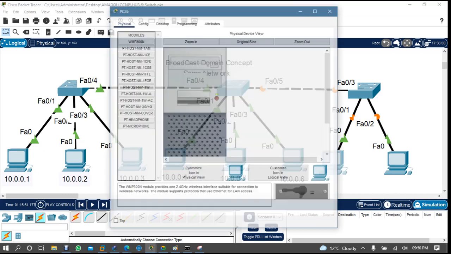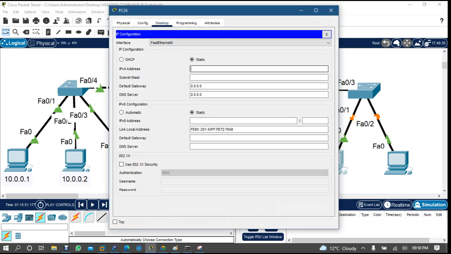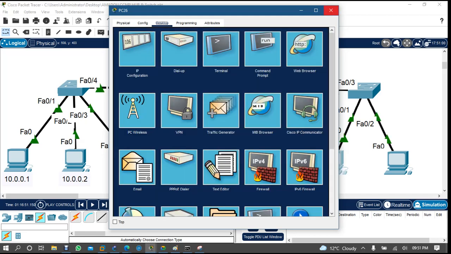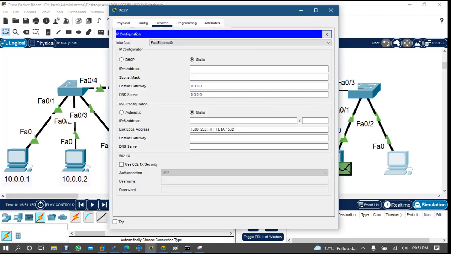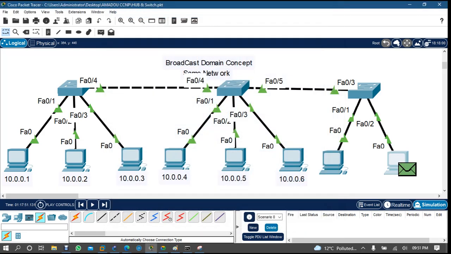Meanwhile, we can come to these computers and assign IP addresses: 10.0.0.7 here, and 10.0.0.8 on the other. Now let me generate a new packet. This PC wants to communicate to this PC in the same network and the same switch. So now see the behavior.